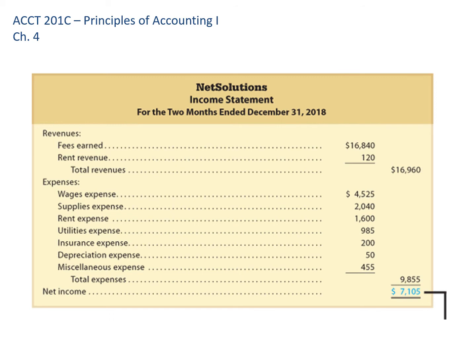Notice that the expenses are shown in descending order with miscellaneous expense shown last, even though it's not the smallest. There's an underline under 455 as well as under 120. That signifies that this is the end of this range of numbers, okay? Notice that we only use dollar signs for the first number in a series. So 16,840 has a dollar sign, but 120 doesn't. Too many dollar signs clutter things up and make it more difficult to read. So total expenses of 9,855 and revenue minus expenses is net income of 7,105.